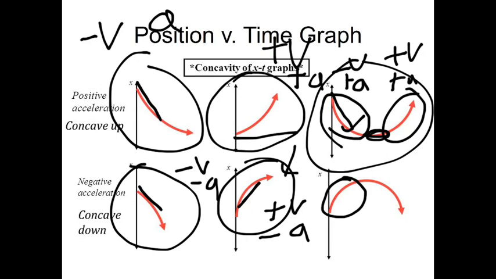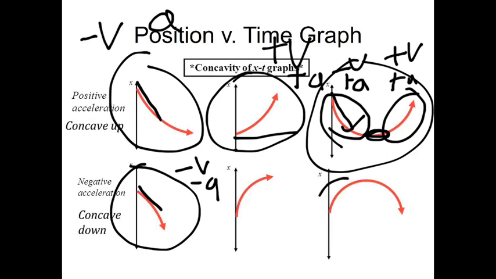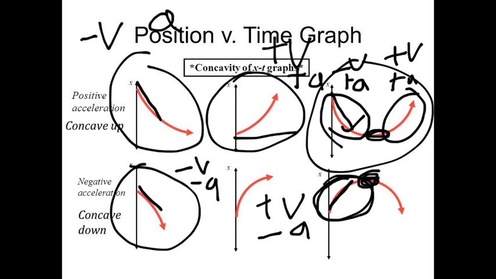So in this section of this last graph, we start off with a positive velocity because the line is sloping up and to the right, but the curve is concave down, which means there's a negative acceleration. Again, the velocity and acceleration have opposite signs. So in this section of the graph, the object is slowing down. It slows down to about 0 right in here.